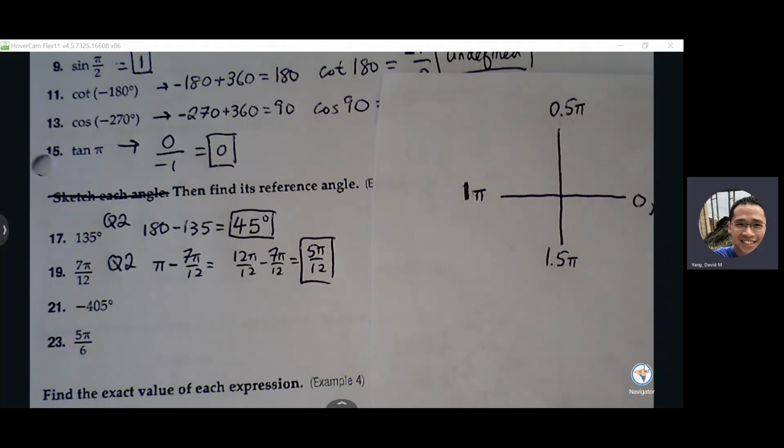Good. We'll pick this up tomorrow. We'll circle back to filling in the table with minimal information. We'll try to do it without a unit circle, just for future preparation.